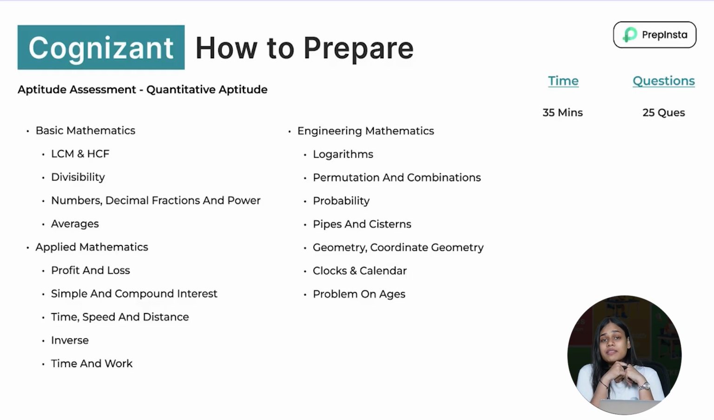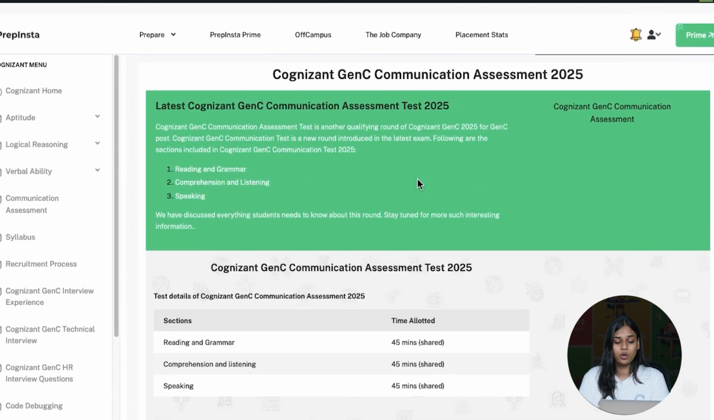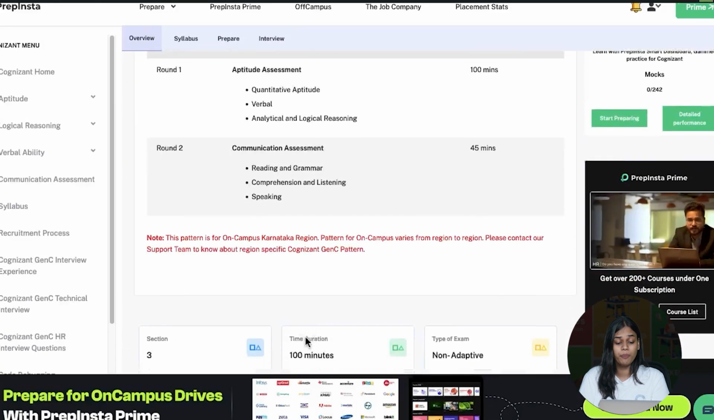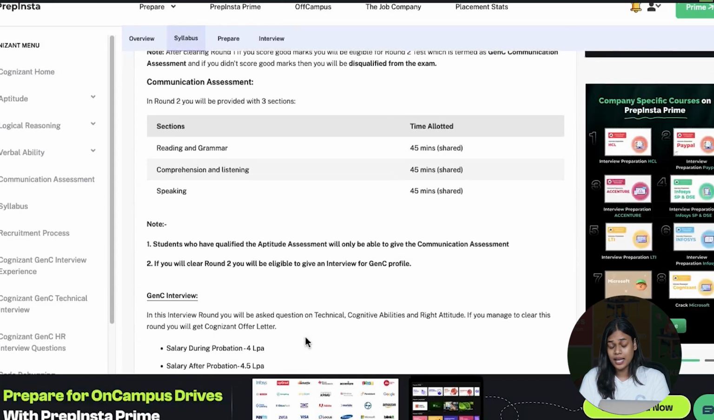Let's quickly deep dive into the subsections of each of the rounds. Okay, for the aptitude section, you have quantitative aptitudes. As you can see, all of the important topics are mentioned right over here, but you also have some additional topics which you can find on prepinsta.com, and you can get your hands on all of the important topics and the quizzes as well.